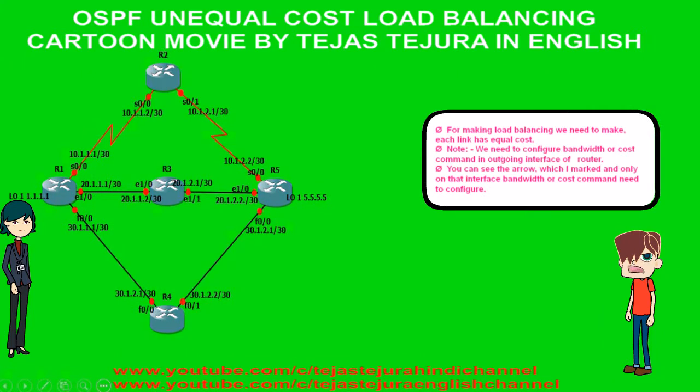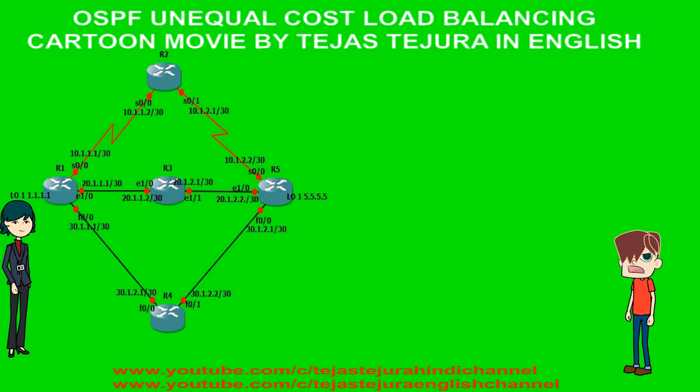For making load balancing, we need to make each link have equal cost. Most important, we need to configure the bandwidth or cost command on the outgoing interface of the router. You can see the arrow which I marked, and only on that interface the bandwidth or cost command needs to be configured. I will show you the configuration part practically, so that your concept will be clearer.